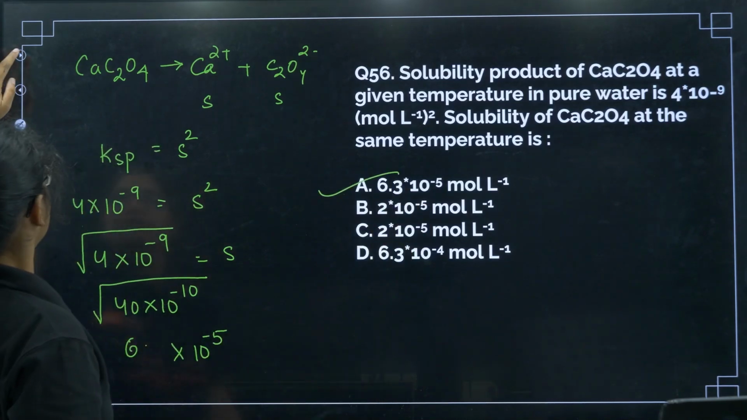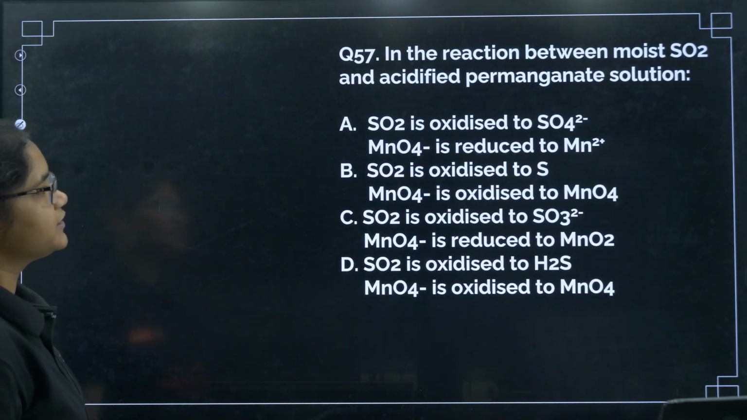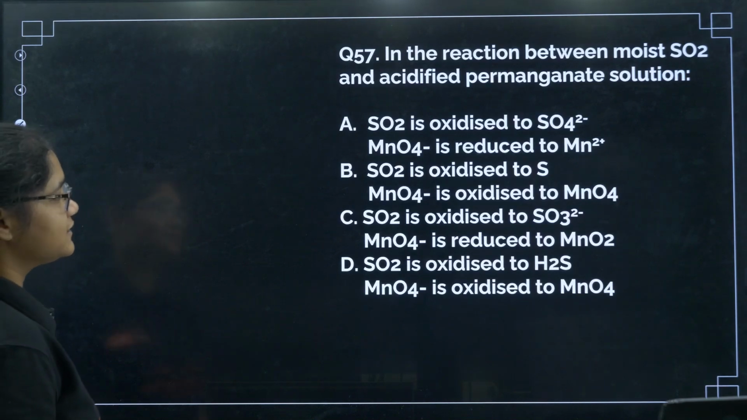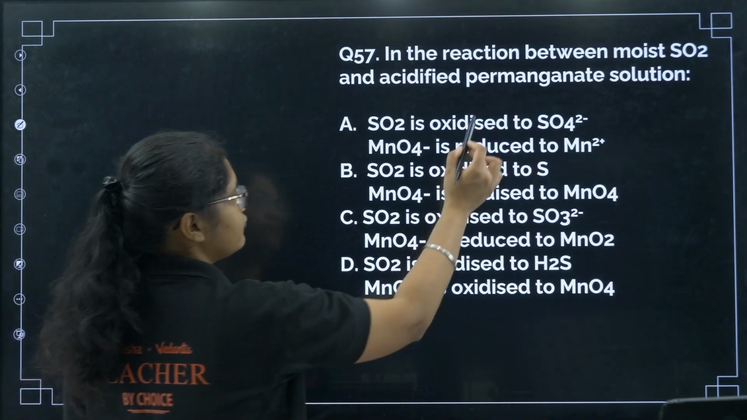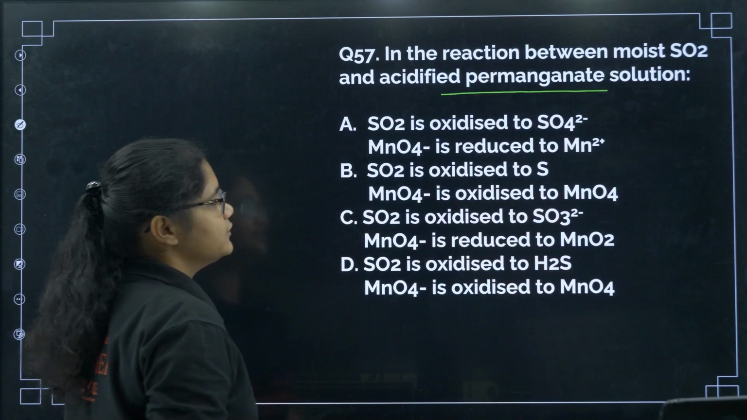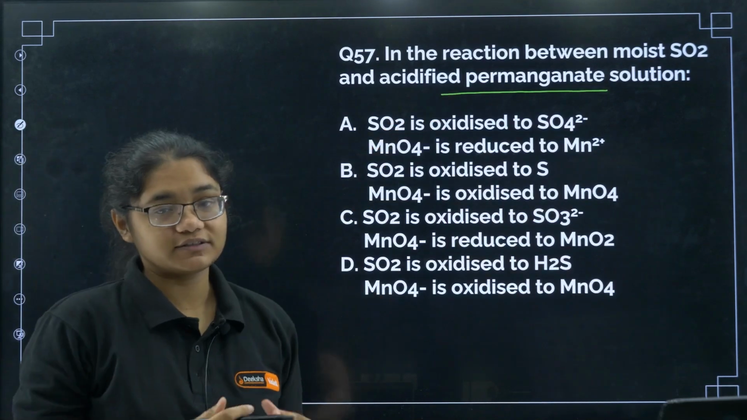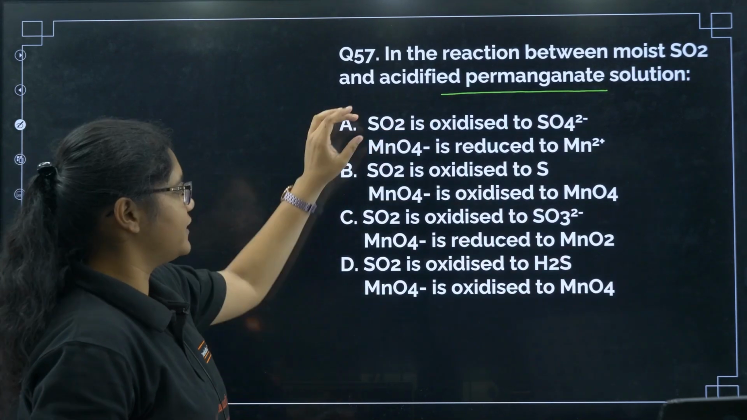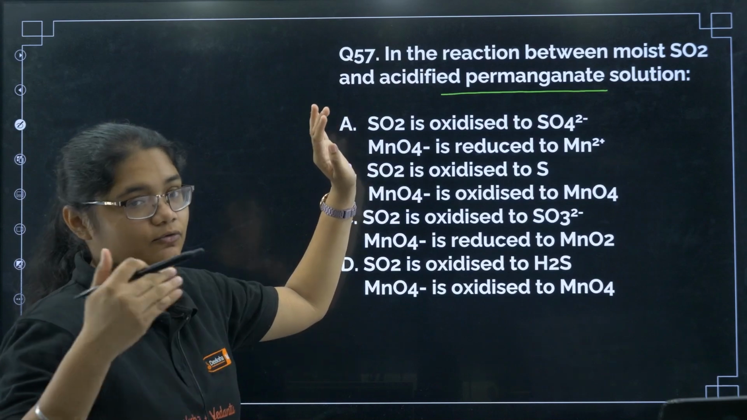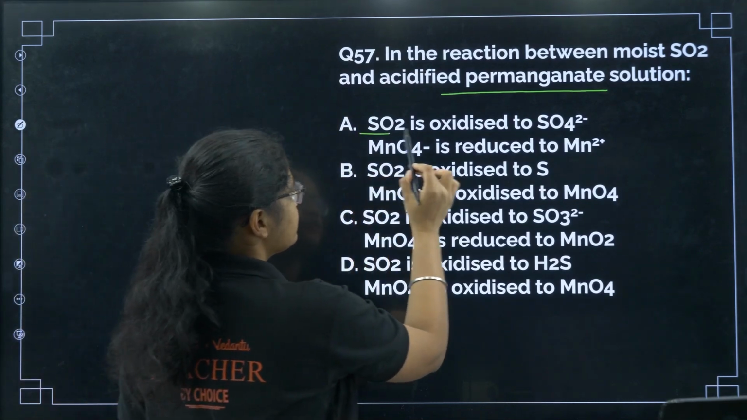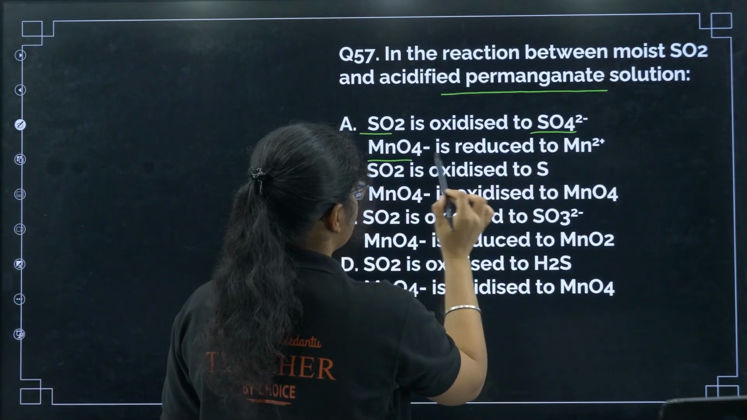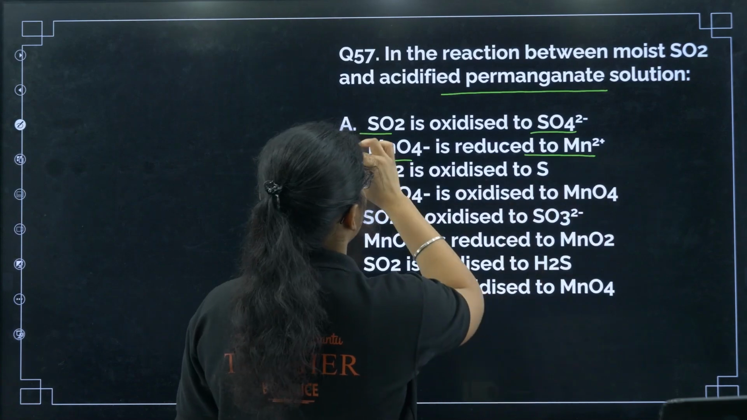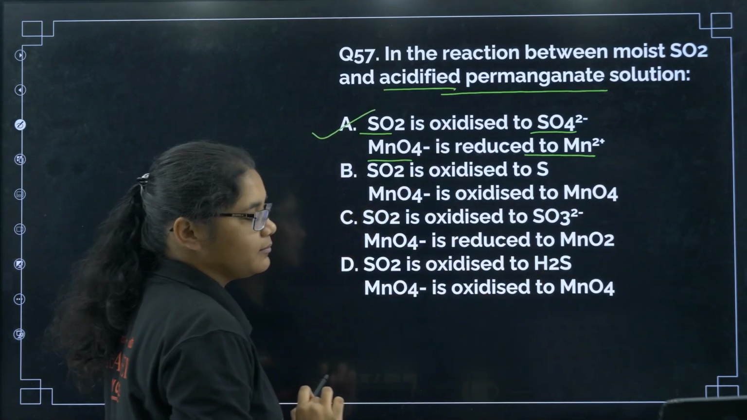Okay. Next, in the reaction between moist SO2 and acidified KMnO4 or permanganate ion solution. So you know KMnO4 is a strong oxidizing agent. So SO2 will get oxidized, MnO4 will get reduced, right? So SO2 is oxidized to SO4 2 minus, MnO4 is reduced to Mn2 plus. That is correct because it is in acidic medium.